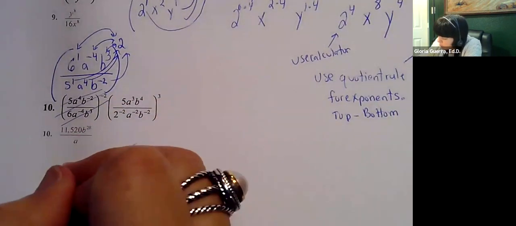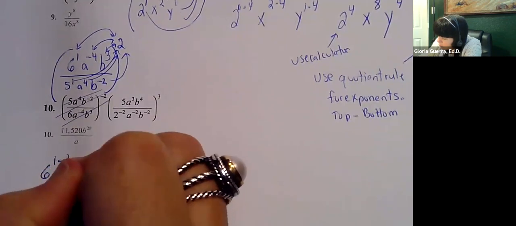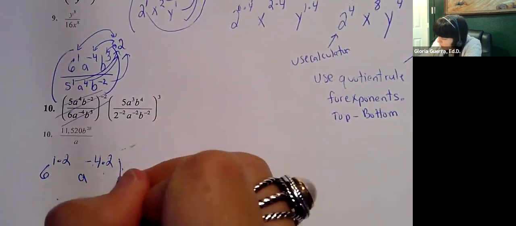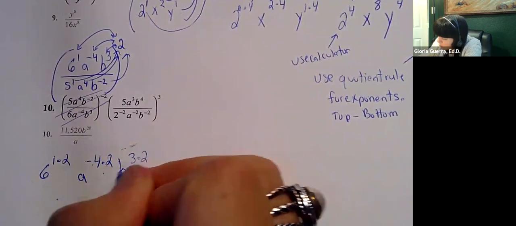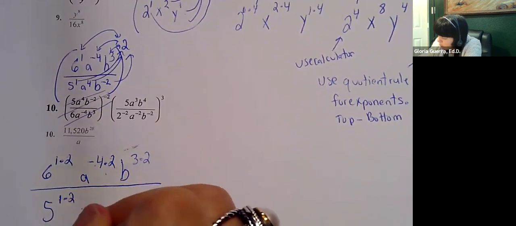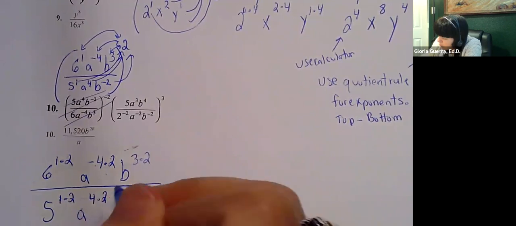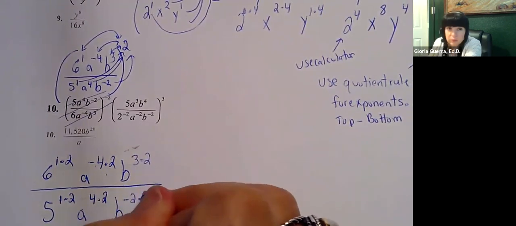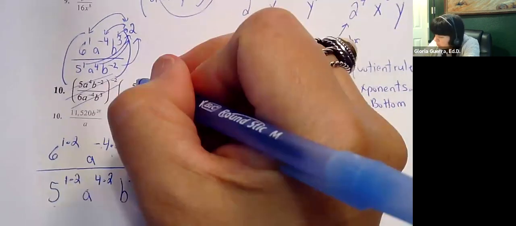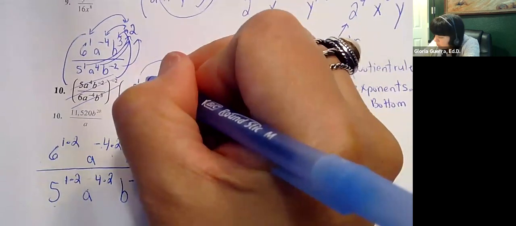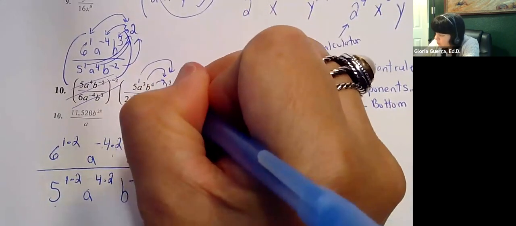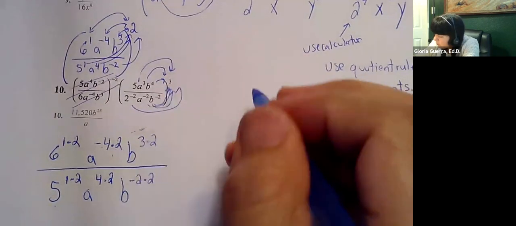So on the 6, you're going to have 1 times 2. On the A, negative 4 times 2. On the B, 3 times 2. And same thing on the bottom. On the 5, 1 times 2. On the A, 4 times 2. On the B, negative 2 times 2. Okay. And the same thing is happening here on this side. The 5 has a 1 on it, but all these are getting multiplied. Same thing on the bottom. All of these are getting multiplied. So then you have this.